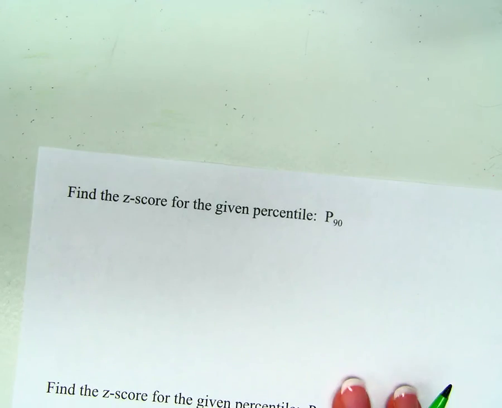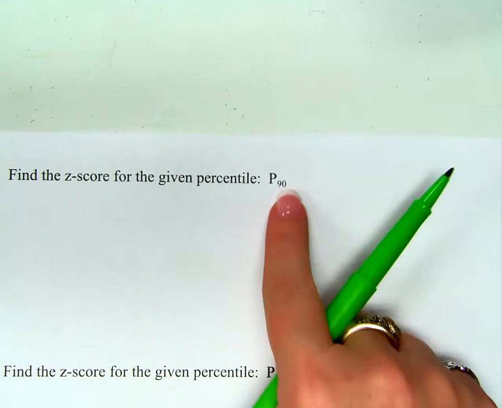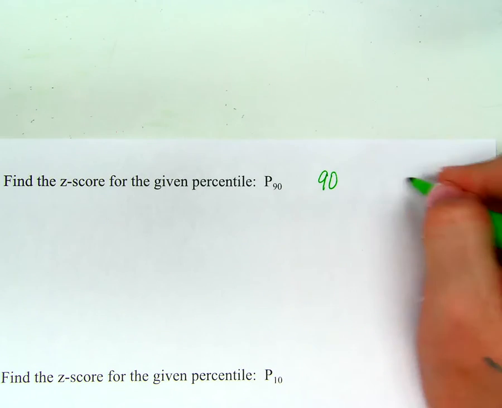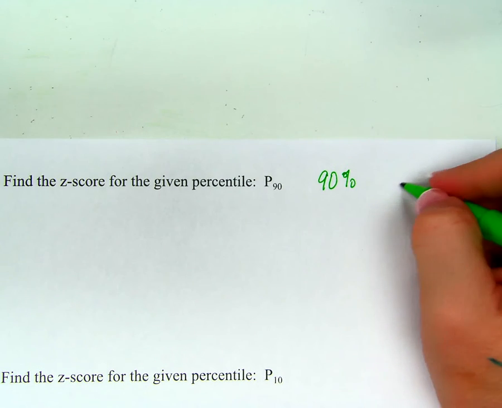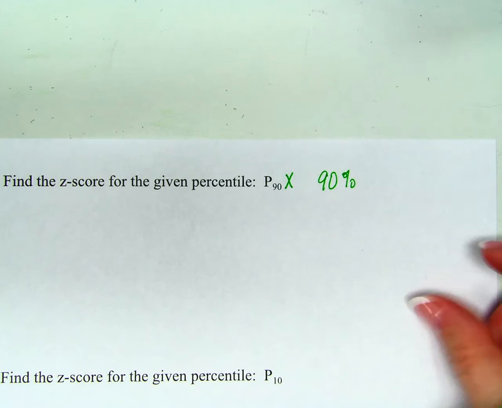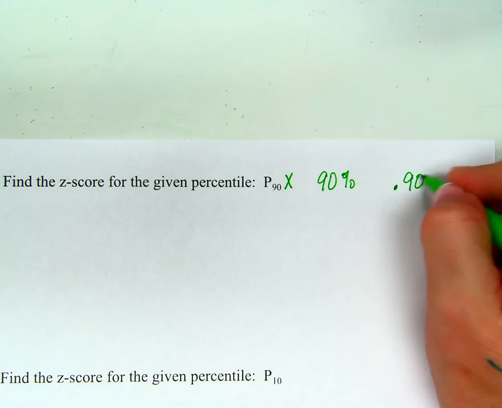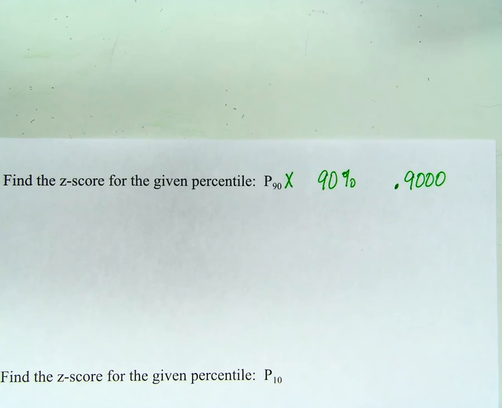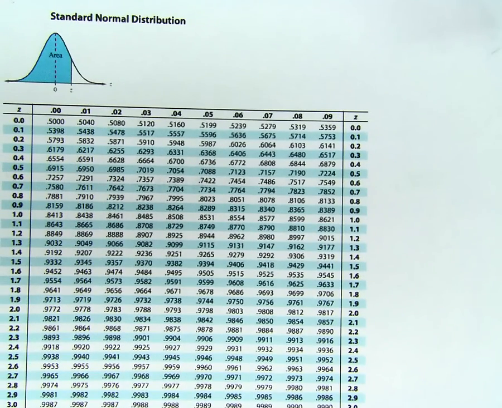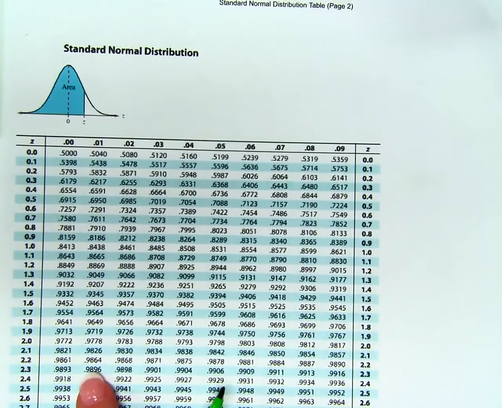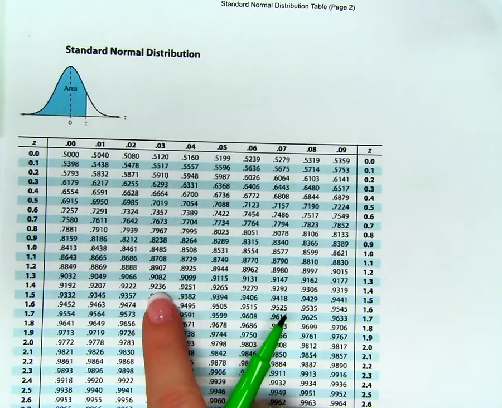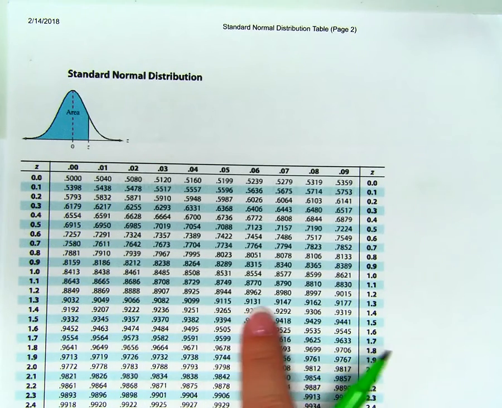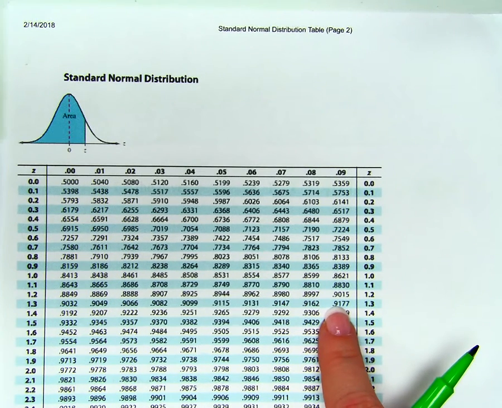Okay, now let's come back to this conversation. P90. 90%. P90, is that better? Okay, so 0.9000, right? Okay, 0.9000, where am I looking? Well, what do we do then? We have to find exactly halfway in between, right?